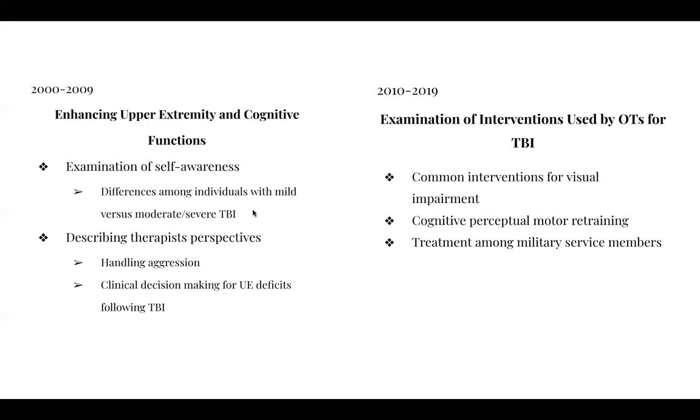The 2010s were marked by the examination of interventions used by occupational therapists for traumatic brain injury, examining how frequently certain types of intervention were used, such as visual impairment interventions. Results by Blanchard et al. demonstrated that compensatory strategies are the most common intervention used by occupational therapists to address visual impairment secondary to TBI. This was followed by neuroplasticity theory-based interventions, and evidence does support the effectiveness of compensatory strategies following assessment and consultation with an eye doctor.